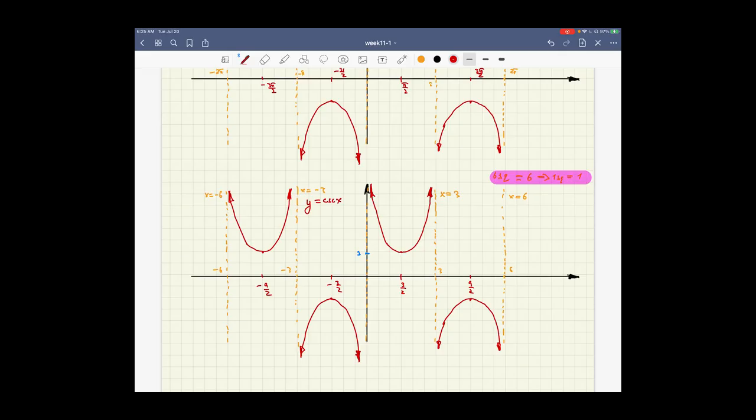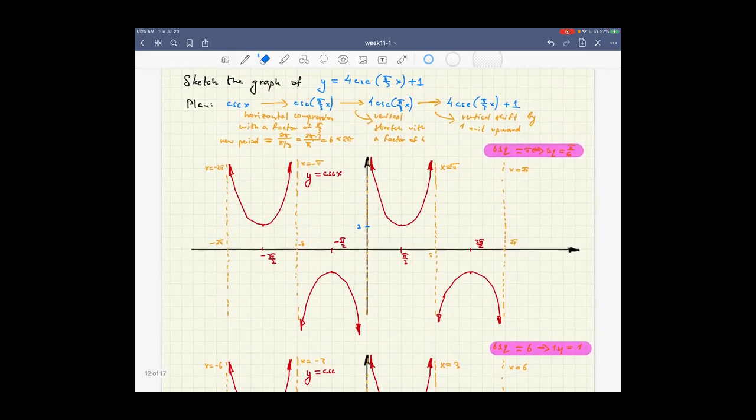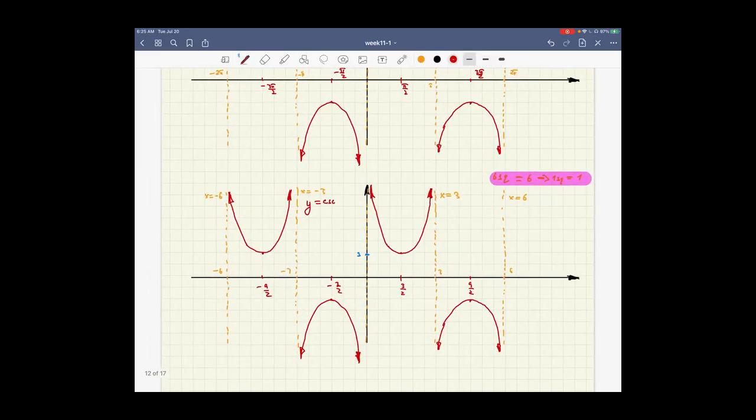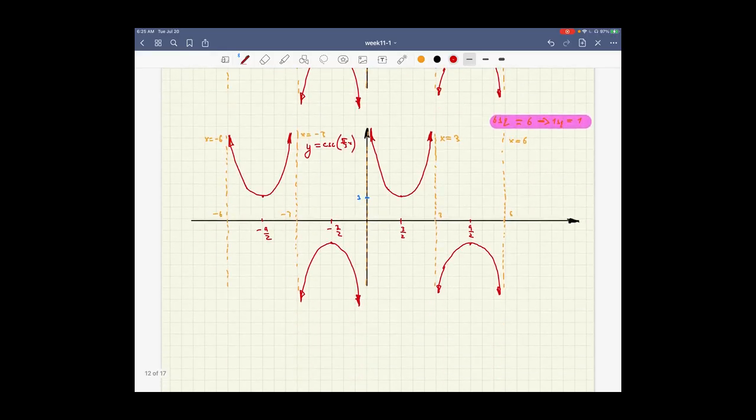And that is the graph of cosecant of pi over 3x rather than x. Now the other two transformations will not change the horizontal scale, so we'll keep it. Now I can take this picture and copy paste it onto the next page.